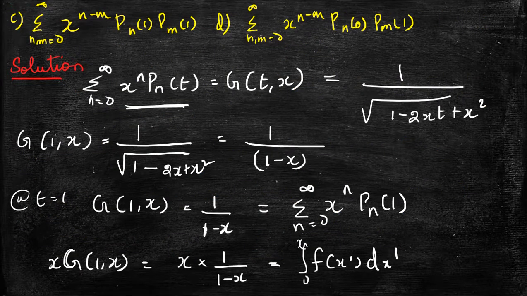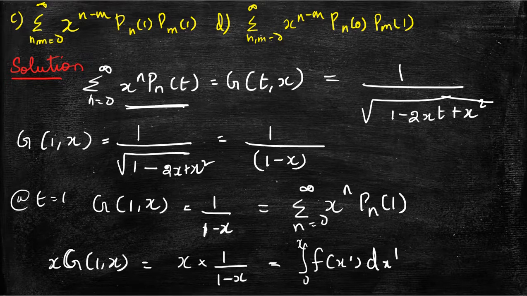I'm just explaining this once again. We have the generating function, g of t comma x, which is equal to the polynomial sum and also 1 by root over 1 minus 2xt plus x square. This root is for x square also. Now g of 1 comma x will be 1 by root over all these, and on simplifying this I get 1 by 1 minus x. That is, at t is equal to 1, g of 1 comma x is 1 by 1 minus x. Since g is also equal to the summation n is equal to 0 to infinity x bar n Pn of t, I can write 1 by 1 minus x as the summation n is equal to 0 to infinity x bar n Pn of 1.